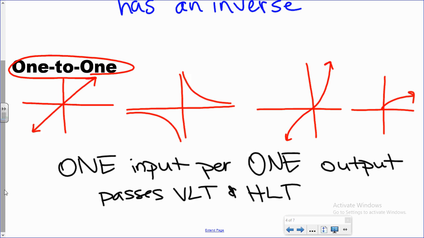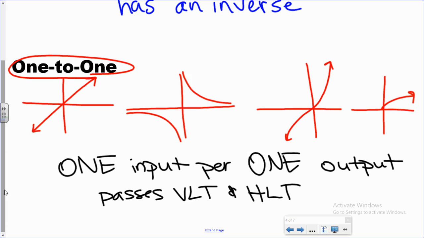So I want you to remember that a full parabola cannot have an inverse. That will be important. Can half of a parabola have an inverse? Yes. So that's square root functions.